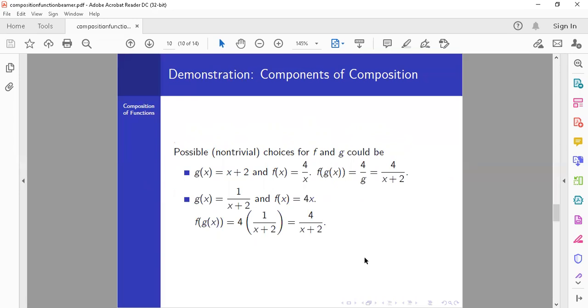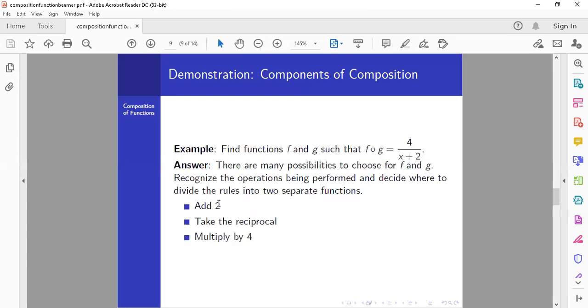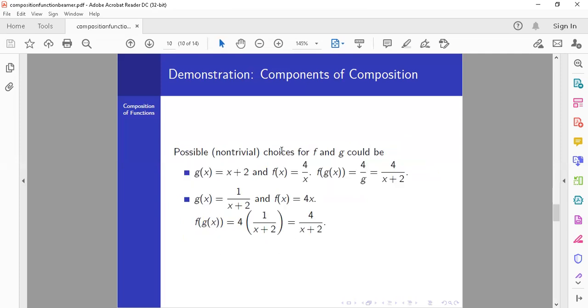I say non-trivial because if you choose g of x to be x or f of x to be x, the identities, then there's no splitting apart. All 3 of these operations would be in just one of those rules, where the other rule would just be the identity. So we're talking about non-trivial choices for f and g here, stuff where you're not just using the identity. So for one of them, I chose g to be x plus 2, and then I chose f to be the reciprocal of x multiplied by 4.